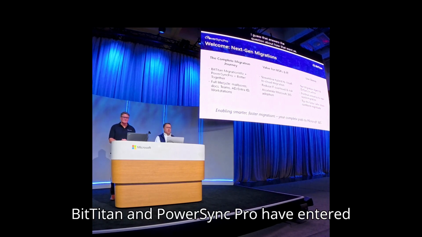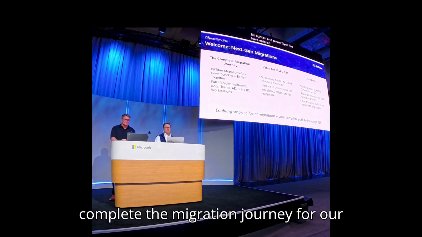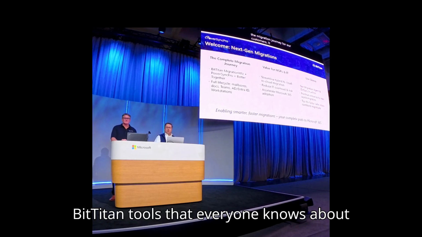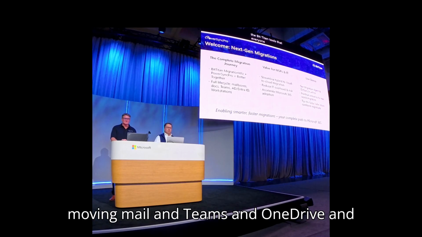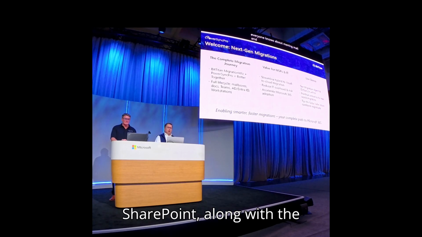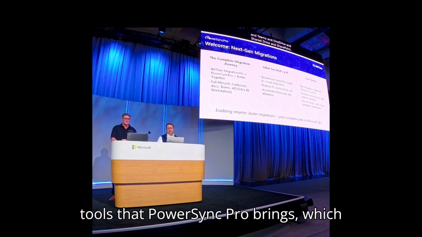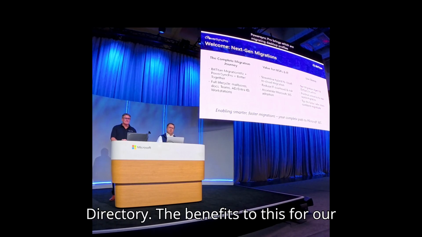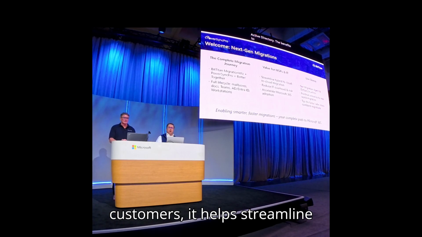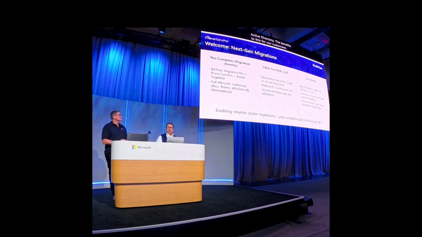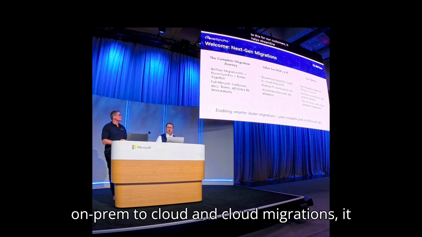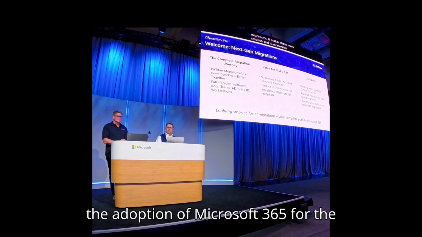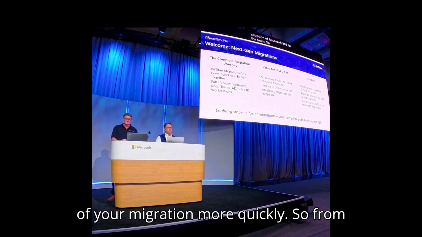BitTitan and PowerSyncPro have entered into a partnership, and it's primarily to complete the migration journey for our customers. It brings together the BitTitan tools that everyone knows about for moving mail, Teams, OneDrive and SharePoint, along with the tools that PowerSyncPro brings, which are migrating desktop profiles and Active Directory. The benefit for our customers is that it helps streamline on-prem to cloud and cloud to cloud migrations. It makes them smoother, and it accelerates the adoption of Microsoft 365 for the team. So it helps you get to the end goal of your migration more quickly.